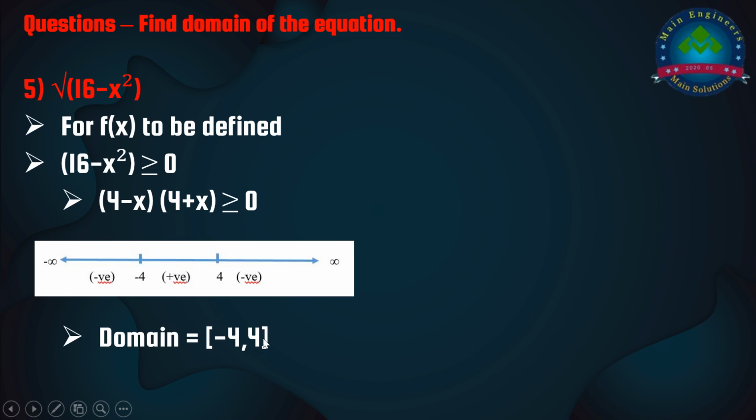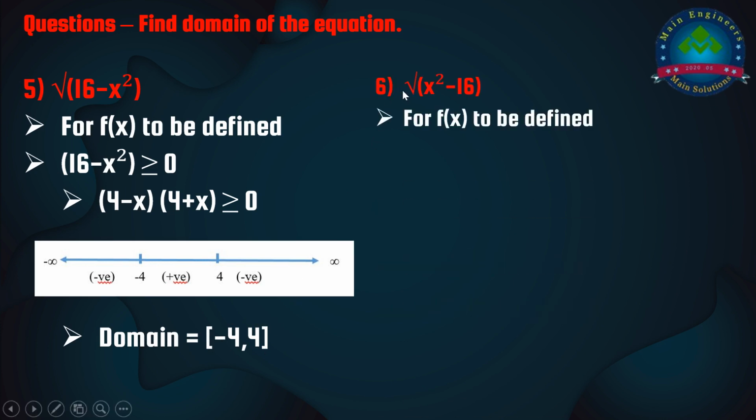So our domain is going to be minus 4 to 4. On both sides we include minus 4 and 4 as well, because here is the equals to sign. So this expression is either going to be greater than 0 or equal to 0. So we have to choose both minus 4 and 4 as included.